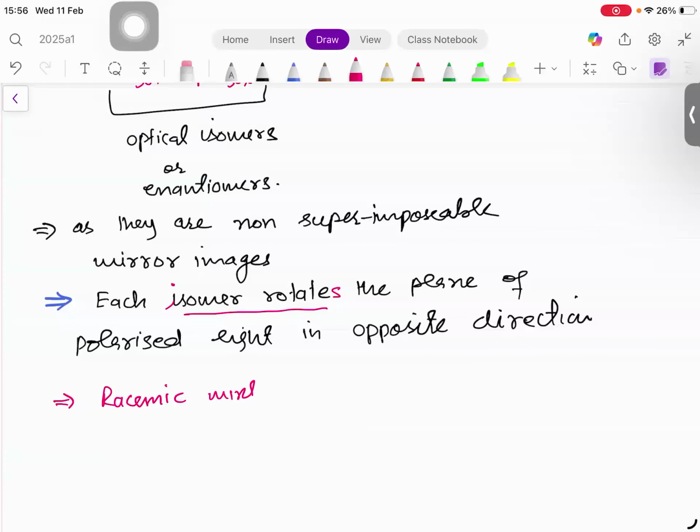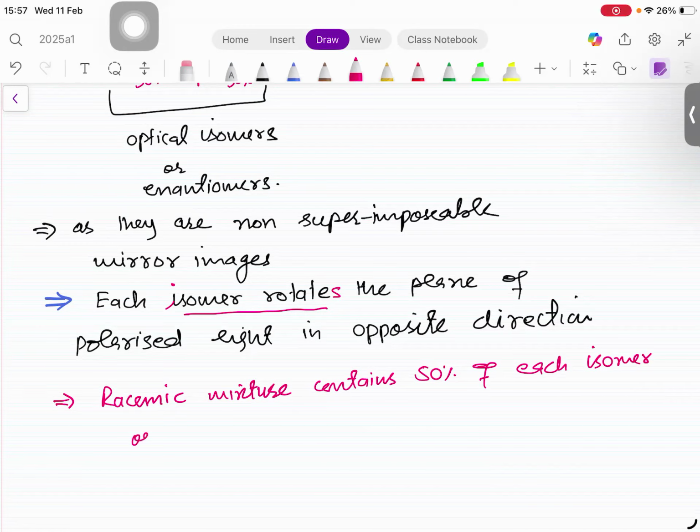Racemic mixture contains 50% of each isomer, or an equimolar mixture. No optical activity. Okay.